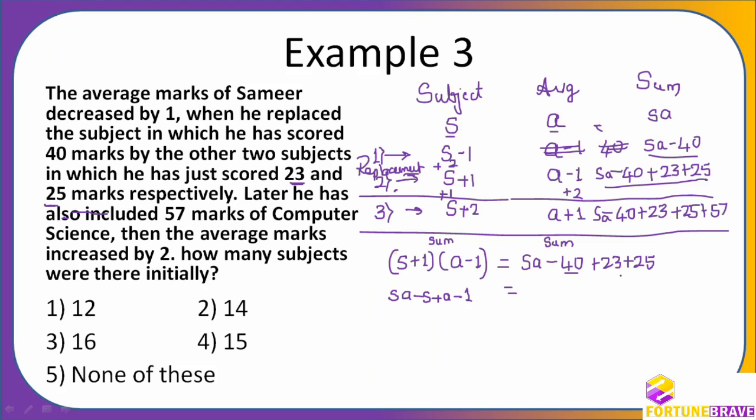SA minus 40 plus 23 plus 25, this is 48. Minus 40 plus 48 is equal to, so this is plus, so this is minus, so this will become what? SA plus 8. Correct or wrong? Minus 40 plus 48 will be plus 8. So therefore SA and SA will get cancelled here, because they are on the other side.